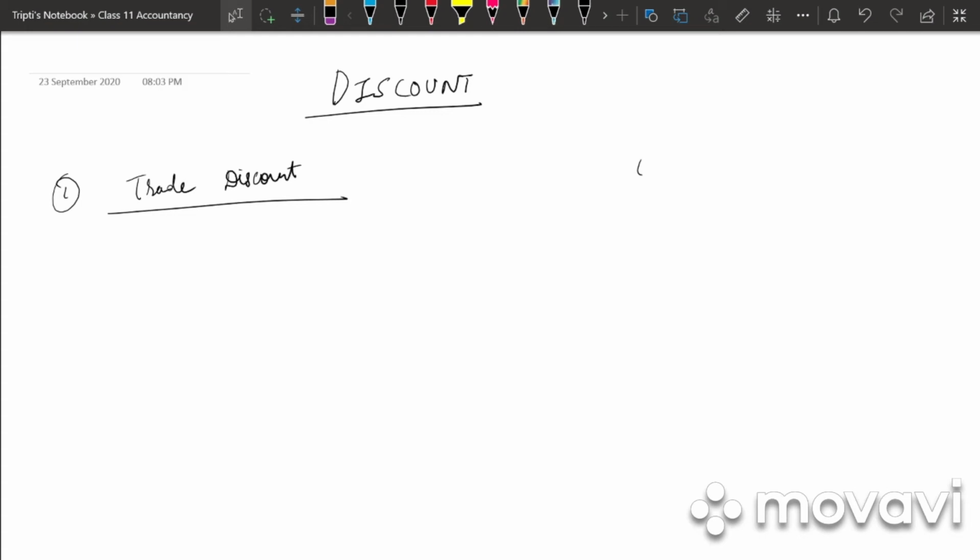So who is the manufacturer? जो goods को manufacture करता है. Manufacturer gives it to the wholesaler. So whenever the manufacturer or the wholesaler sells the goods to the retailer, we will be having a trade discount. So trade discounts are usually in a larger quantity or in bulk.